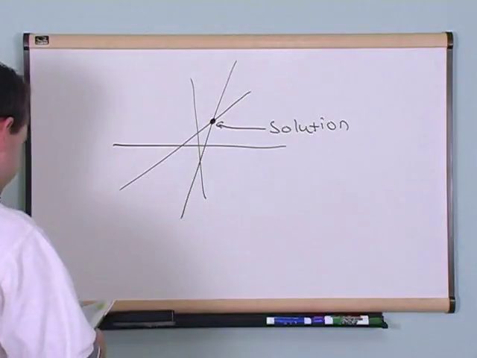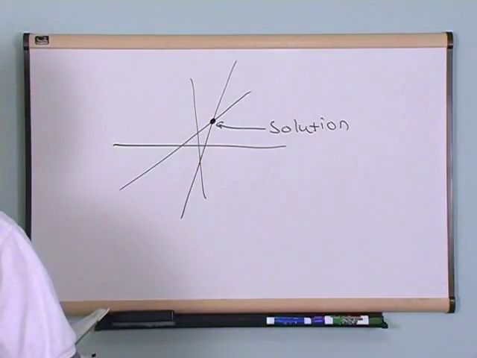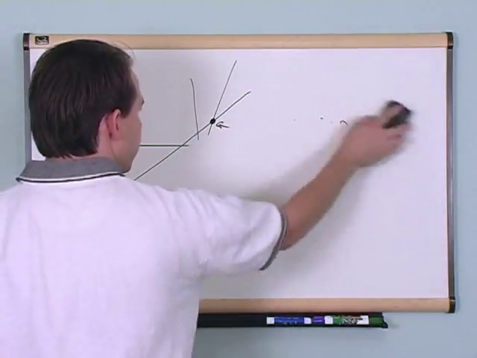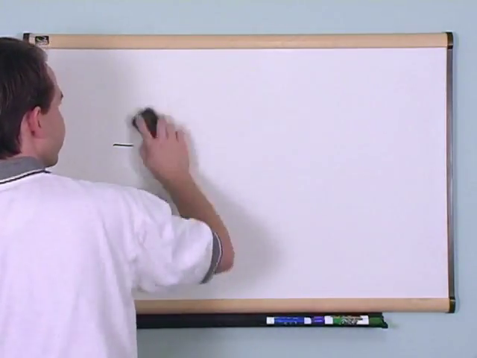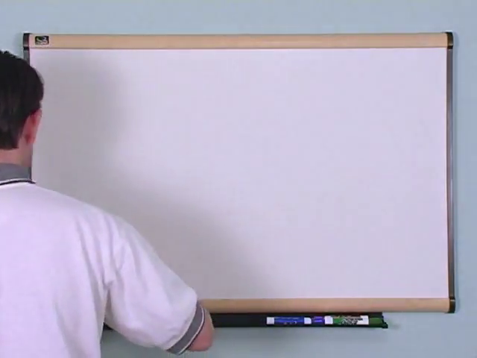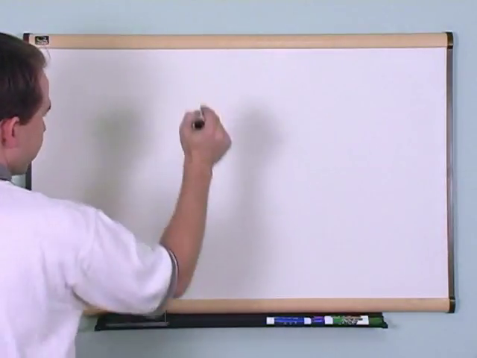There are several techniques that we can use to find this solution, and we're going to go over the first one now. The first technique is the most intuitive, the most obvious, and it's graphing. So, solving systems of linear equations by graphing. The big picture is we're going to plot these lines, find out where they intersect, and that's going to be our solution.